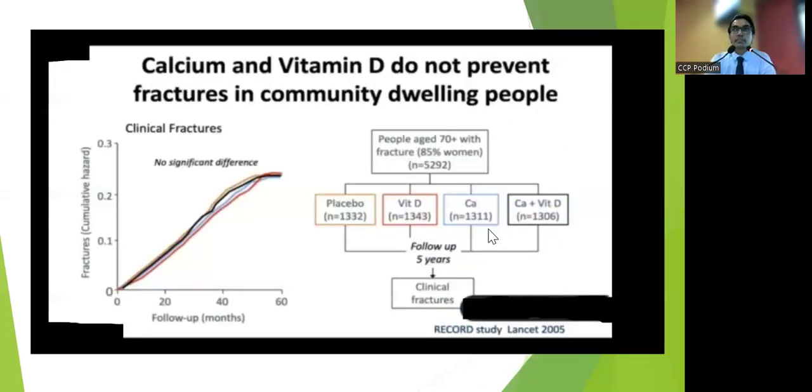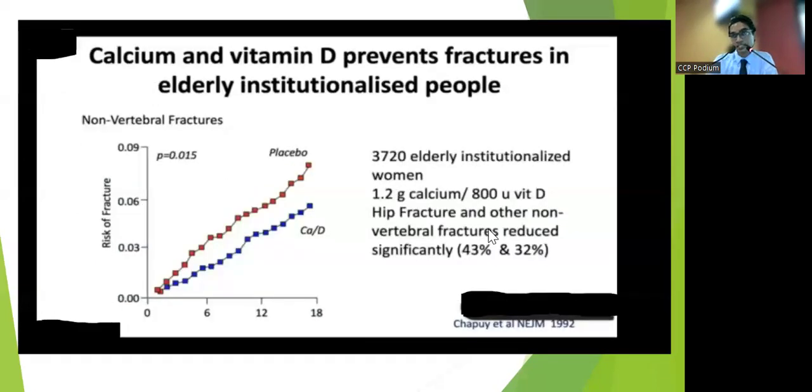What about calcium and vitamin D supplementation? Does this prevent fractures? This is somewhat controversial and a gray area. In a study conducted in elderly community dwelling people, they found that calcium and vitamin D by itself does not reduce fractures. But in a much older study conducted in elderly institutionalized people, they found that in those patients, calcium and vitamin D supplements have prevented fractures.